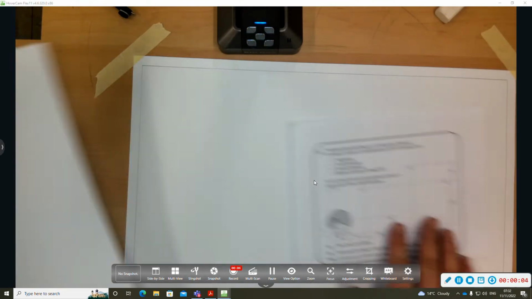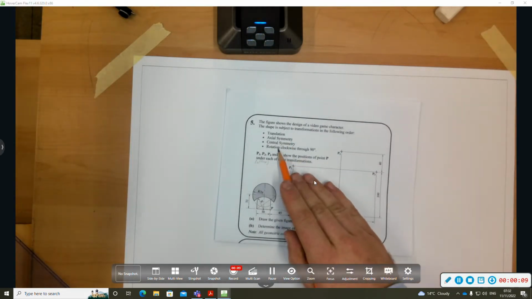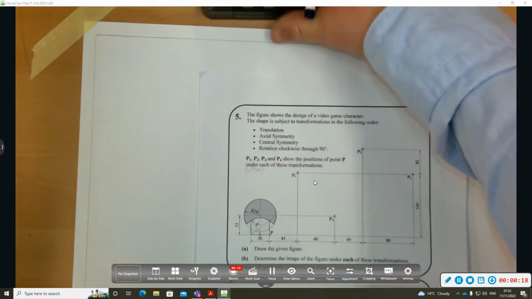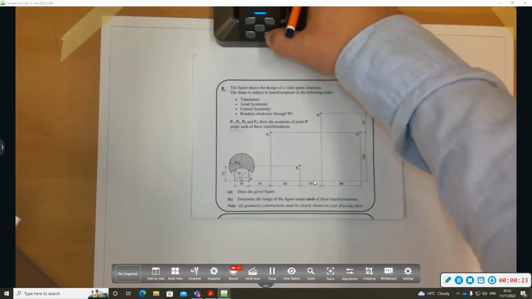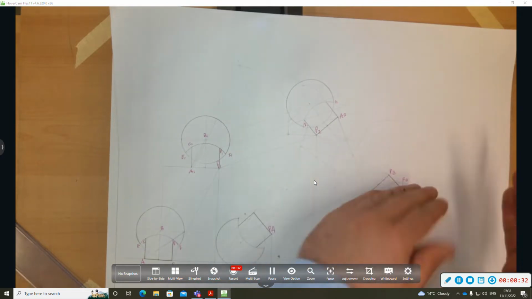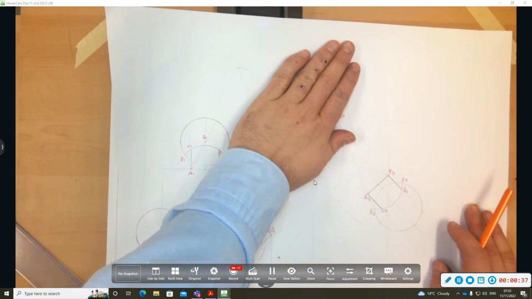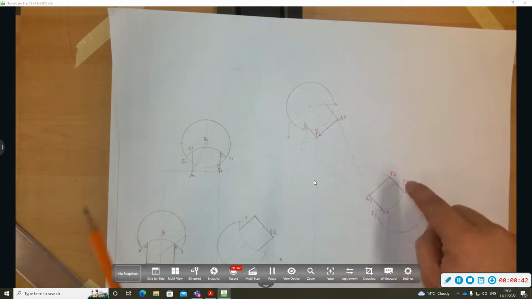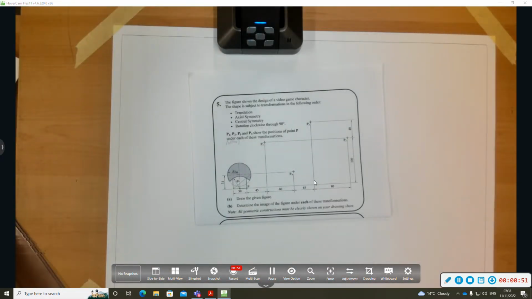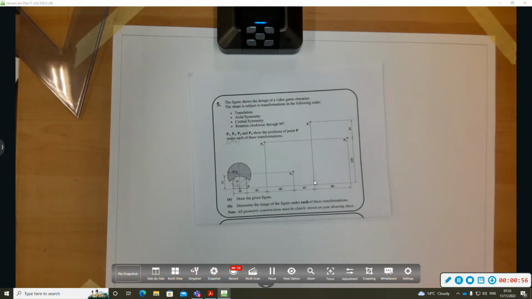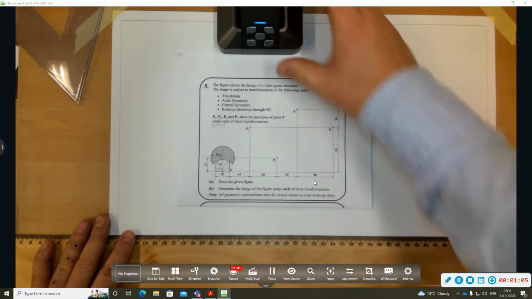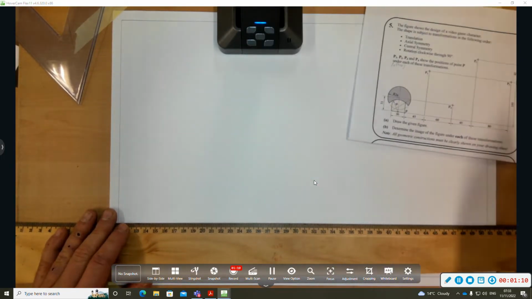So welcome to this video on 2016 question 5 higher level, and we've got a transformation geometry. We'll be doing translation, axial symmetry, central symmetry and rotation. So that's translation, axial symmetry, central symmetry, and then a rotation down at the bottom from P3 to P4. P to P1 is translation, P1 to P2 is axial symmetry, P2 to P3 is central symmetry, and P3 to P4 is rotation. So we're going to draw out the location of the points there.